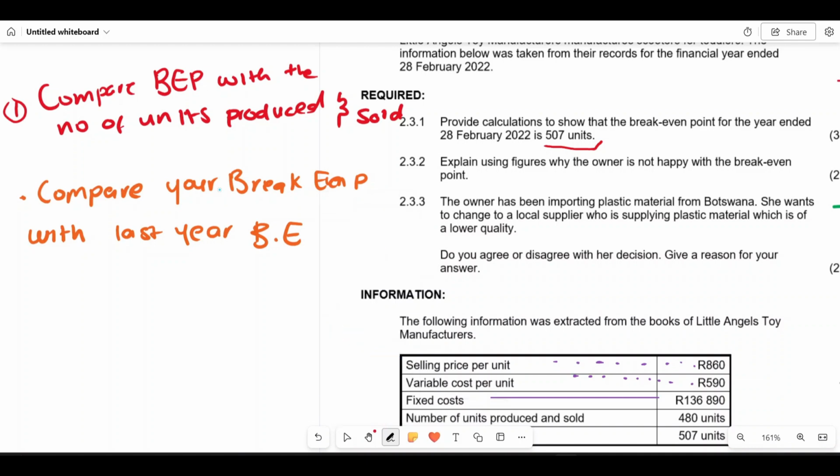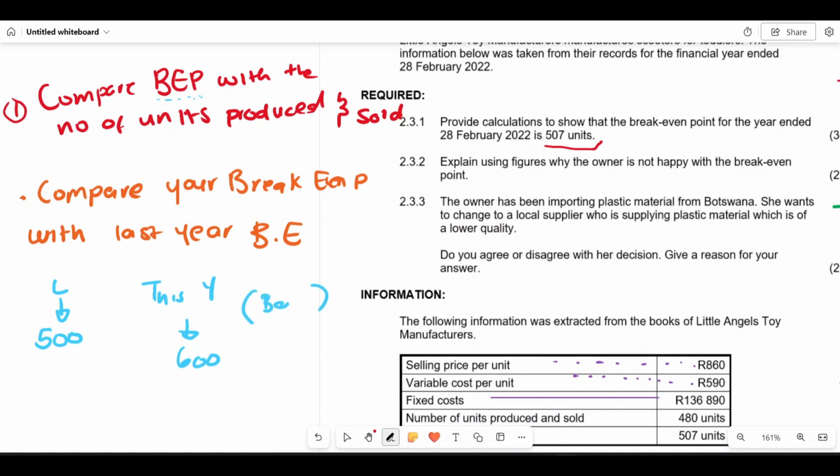So first, you're going to compare your break-even point with the number of units produced and sold. And remember, your number of units produced and sold needs to be higher than your break-even, right? Because your break-even represents the number of units you need to sell before you can start making a profit. Now, you're going to compare your break-even with last year's break-even point. If your break-even point has increased from last year, for example, last year your break-even was 500, right? This year your break-even is 600. Now, is this a good thing or a bad thing? Right? I want you to take a pause and try to think about it.